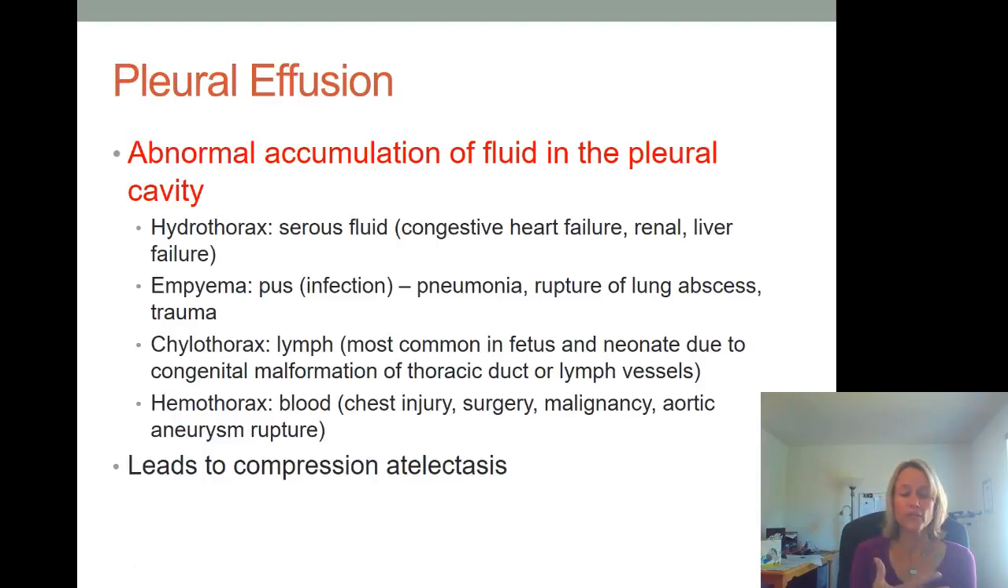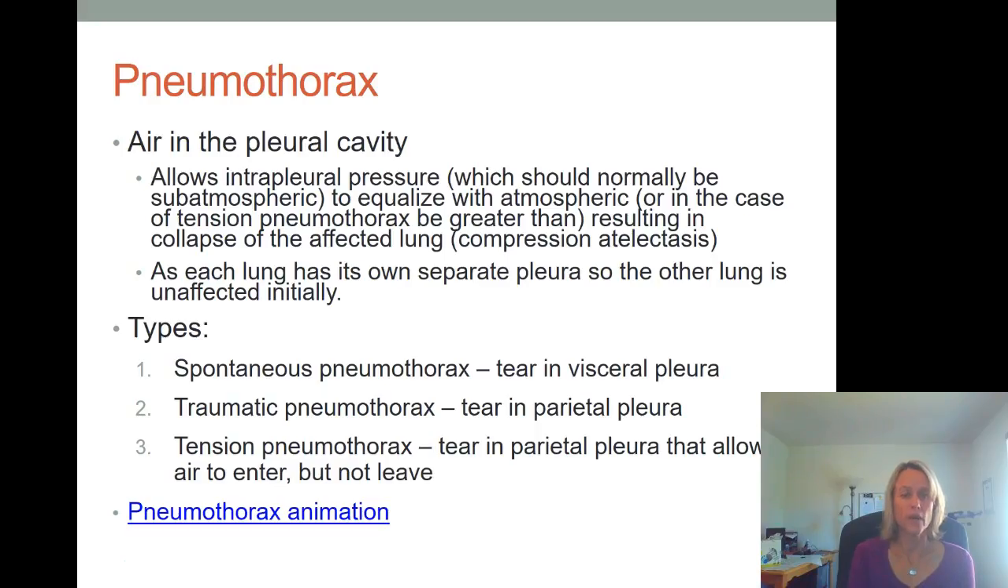We can have lymph fluid in the fetus or neonate due to congenital malformation. We can have blood, hemothorax, due to chest injury, surgery, aortic rupture. These things can lead to compression atelectasis. So if you have excess fluid in that pleural cavity, it's going to compress on the lungs and can lead to atelectasis. Okay, pneumothorax. Pneumothorax is when we have air in the pleural cavity.